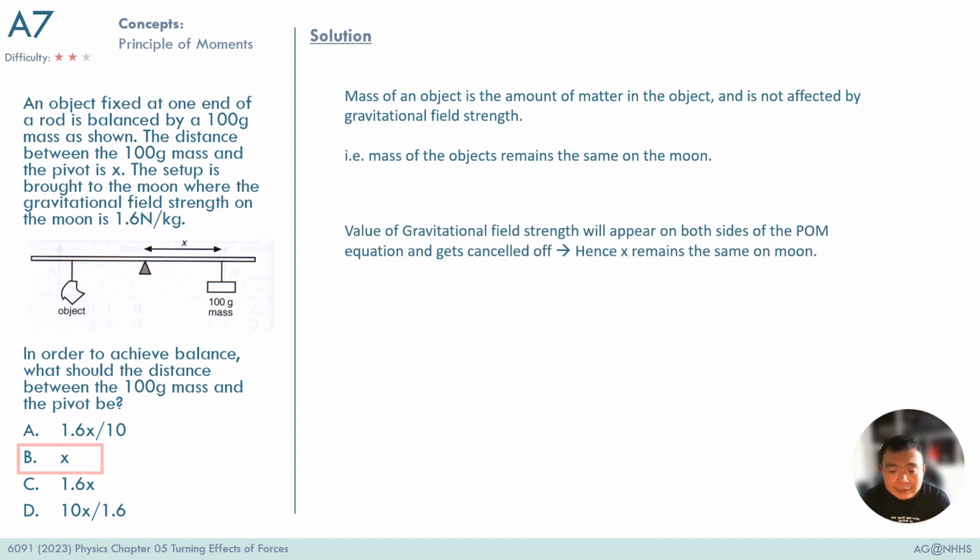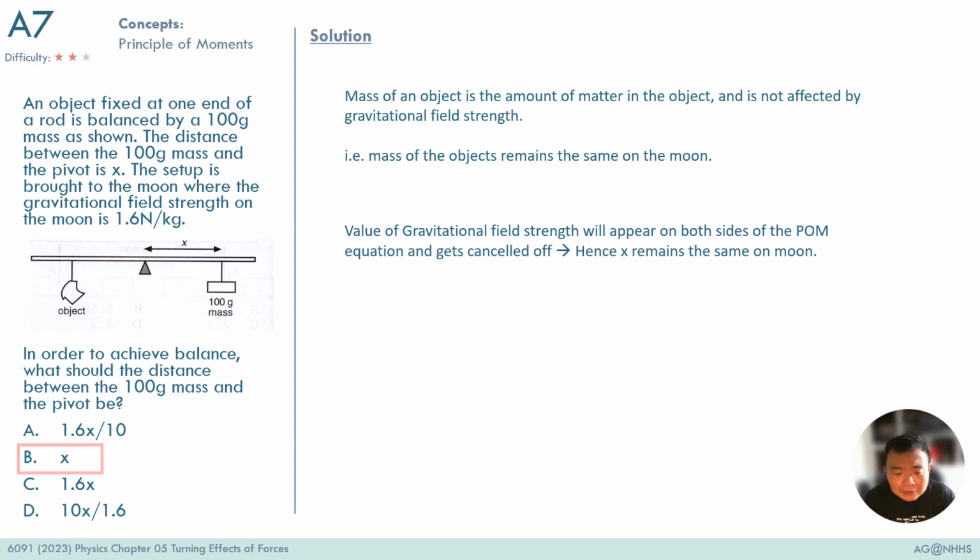Okay. Now, next, the value of gravitational field strength, which is 10 Newton per kilogram on Earth, this g value will actually appear in both sides of your principle of moments equation. And mathematically, when you solve the equation, because it appears on both sides, you will cancel it off by dividing it throughout the equation. Hence, when you use POM, you realize that gravitational field strength doesn't affect the whole equation. It doesn't affect rotational equilibrium.